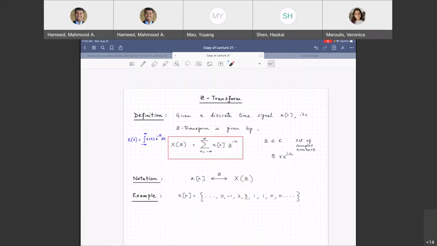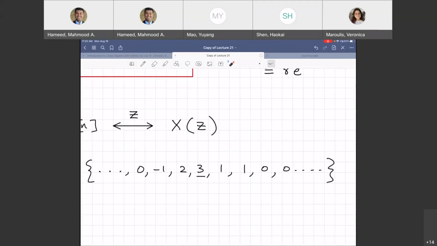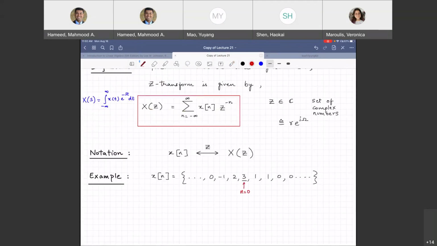Now, let's do a quick example here. X of n is given to me as this finite time sequence, and there's an underline there. What does that underline correspond to? We have already started preparing for the final exam, right? The n equals 0, right? That's when n is 0. Next, I've given the sequence. I just need to put it in the X of z form. So let's try to do that. X of z.